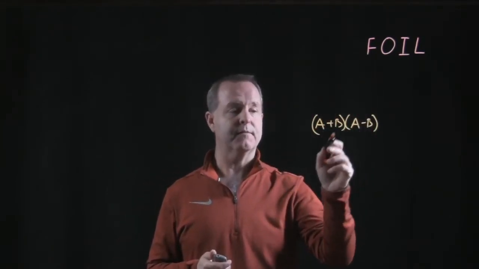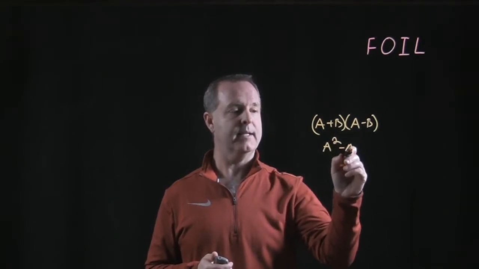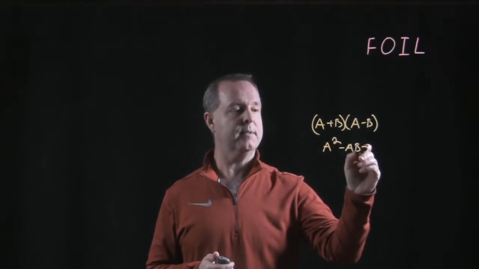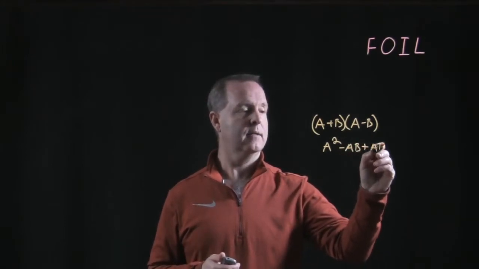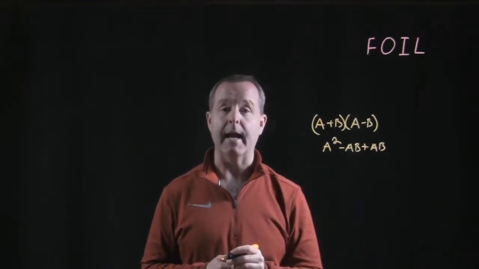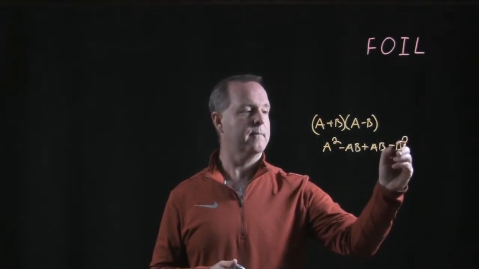FOIL says first times first, which produces an a squared. Outer terms is a minus ab. Inner terms is a minus ba, or a plus ab. Doesn't matter if I make it ab or ba. Multiplication is commutative. And then a minus b squared.